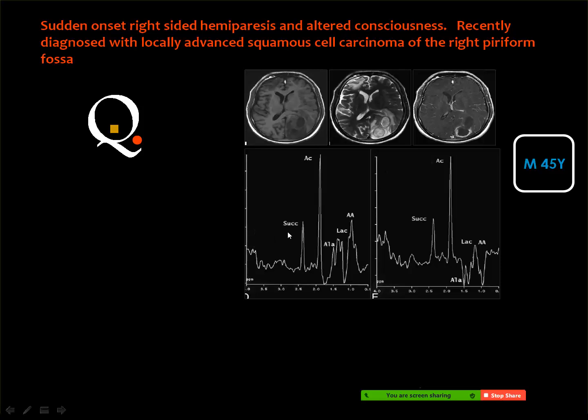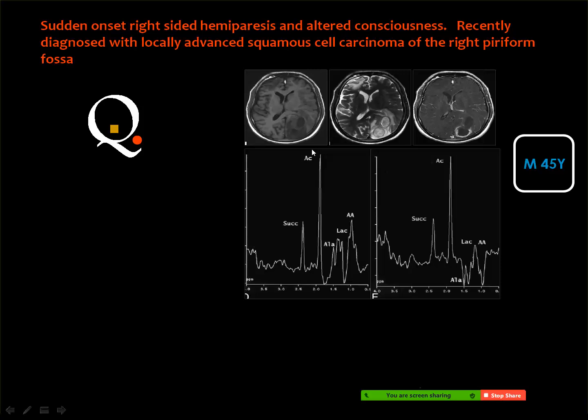You see this? Lymphoma? Radiation necrosis. You see this? What is this? Yes. Succinate. Succinate, which is present in abscesses. Succinate and amino acids are seen in abscesses.